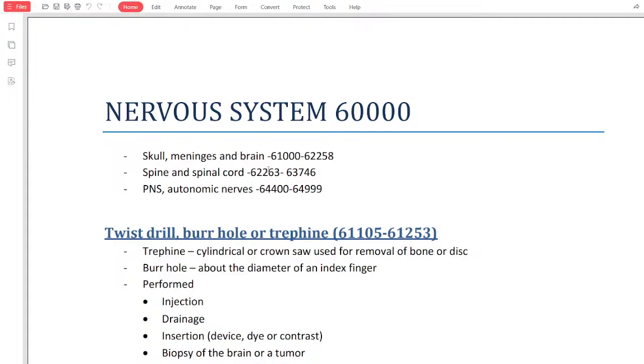This category is 61000 to 62258. Okay, this is the range of skull, meninges, and brain in nervous system. And next important is spine and spinal cord, 62263 to 63746. This is the range of spine and spinal cord. And PNS, autonomic nervous system, 64400 to 64999. Okay, this is the range for PNS and autonomic nervous system.